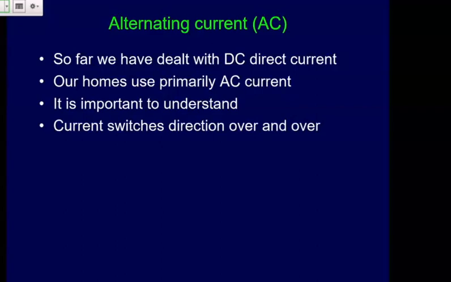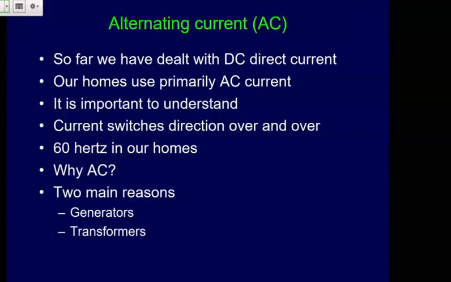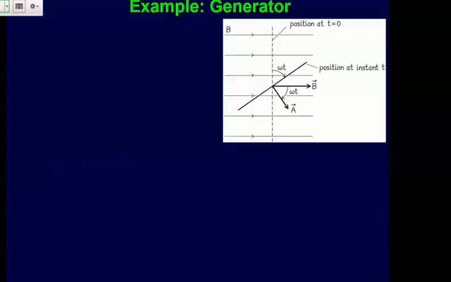Again, the current basically switches direction over and over. We had a few examples that dealt with things that were AC. The frequency that it switches is 60 hertz at home, and that means it's switching back and forth 60 times per second. So why? Well, we're going to talk today about the two main reasons. First of all, it's easy, or sort of natural, to generate alternating current, which we'll try to talk about. And then we'll talk about something called a transformer, which is maybe the more important reason why AC is primarily used.